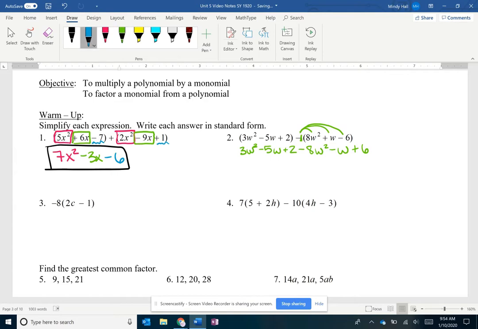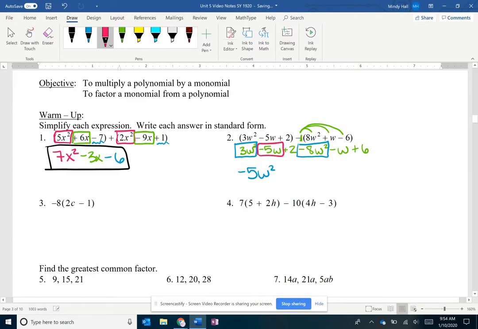So then once you do that, you can combine your like terms. So starting with 3w squared and negative 8w squared, remember to keep those signs with you. That would give us negative 5w squared. Then negative 5w and negative w will combine because they are the same letter to the same power. And so negative 5 minus 1 gives us negative 6w. And then last but not least, we would have the 2 plus the 6, which would give us a positive 8. Okay?